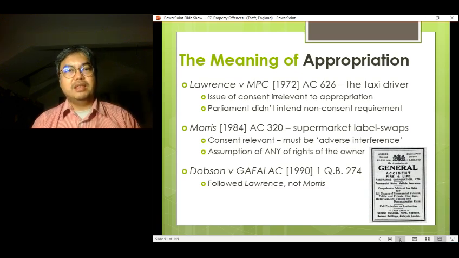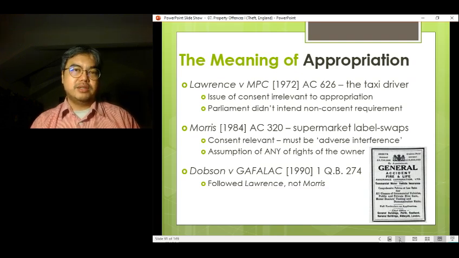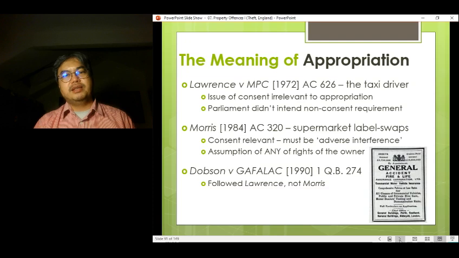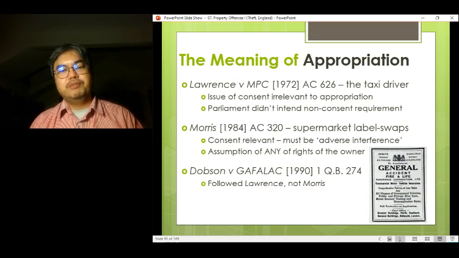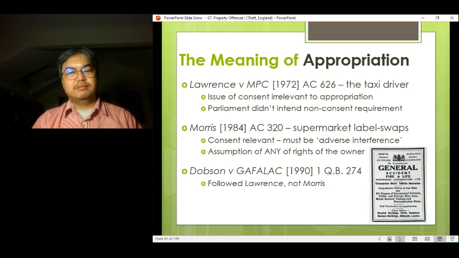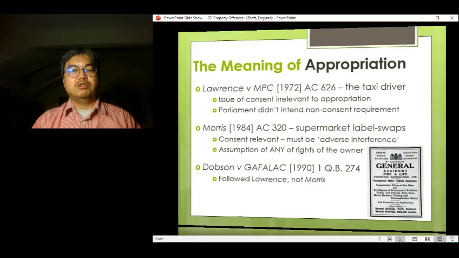At the end of the day, did the person appropriate the ring and the watch or not? And yes, he did. It was property belonging to the insurance holder. It was done dishonestly, and there was intention to permanently deprive him of it. So therefore, all elements of theft have been satisfied. Theft was committed, and therefore the insurance company will have to pay Dobson. Doesn't matter whether the appropriation was with consent or not.